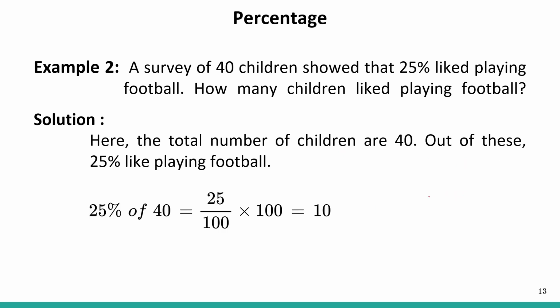So here the total number of children is 40. Out of this, 25% like playing football. So 25% of 40 is equal to 25 by 100 into 40. I think there is a typo here. So this is 40. So 1 by 4 into 40 will be 10. 10 is the correct answer. This is written wrongly here, so this will be 40 and the answer will be 10.